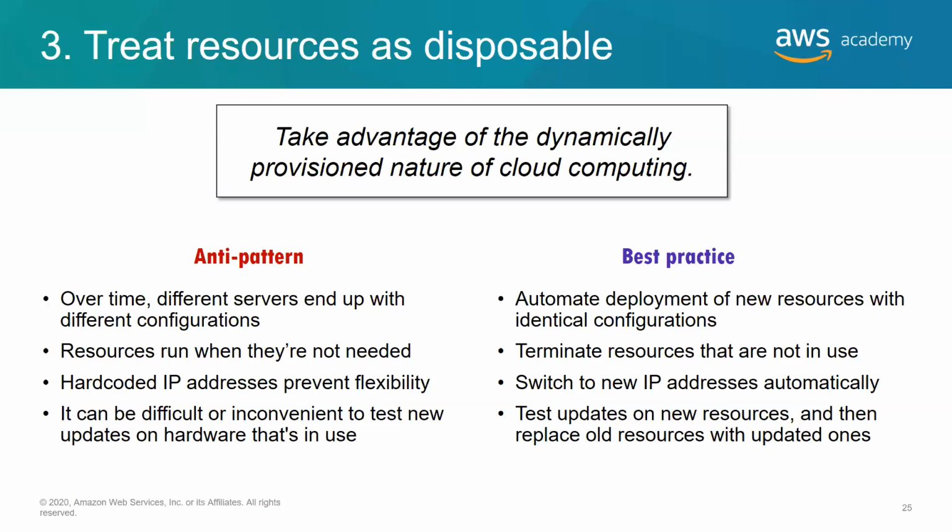So it has to be automated. You cannot wait for such a long time. So we are going to use new resources. Whichever is not needed, we are going to remove it and switch to a new IP address. Then we test it and update the resources there and then. That is the third best practice.